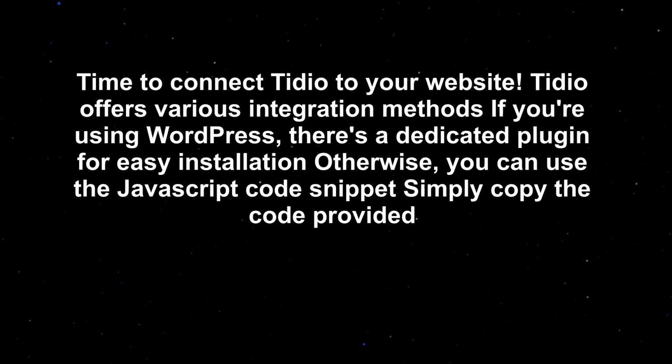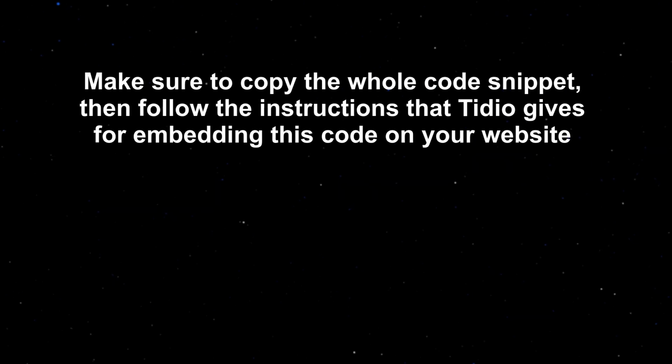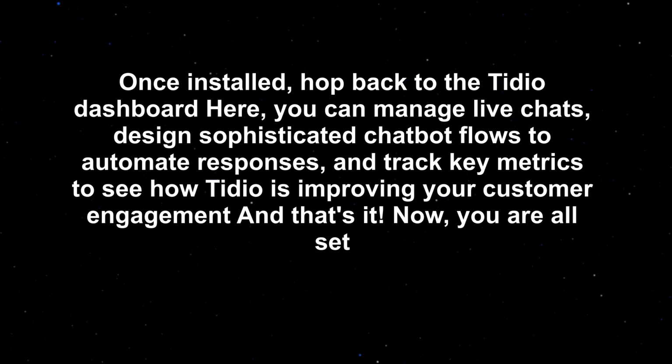Time to connect Tidio to your website. Tidio offers various integration methods. If you're using WordPress, there's a dedicated plugin for easy installation. Otherwise, you can use the JavaScript code snippet. Simply copy the code provided. Make sure to copy the whole code snippet, then follow the instructions that Tidio gives for embedding this code on your website. Once installed, hop back to the Tidio dashboard.